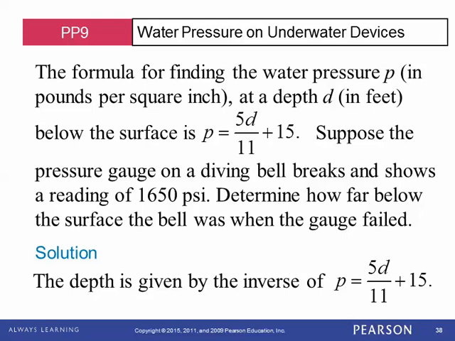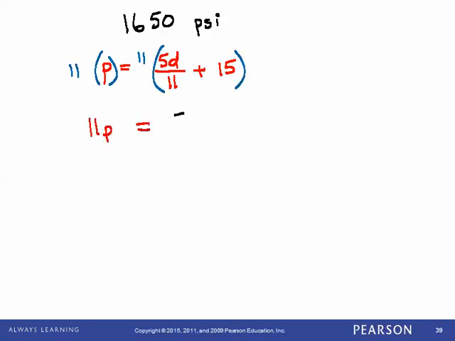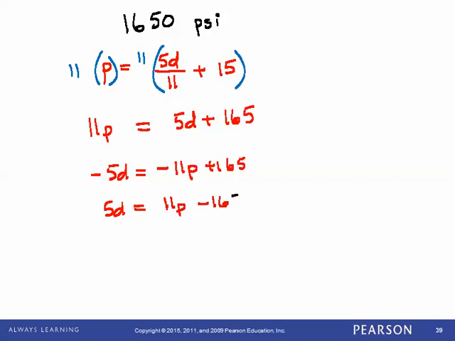Okay, so for practice solving for D, first of all, with 1650 psi, P is equal to 5D over 11 plus 15. Multiply through by 11. The 11's cancel, and then 11 times 15 is 165. I put the 5D on that side. That's what I did. I put the 11P on that side. I did it a little differently. If yours looks a little different, that's fine. Multiply through by a negative. Divide through by 5. Eventually, you should get that right there.